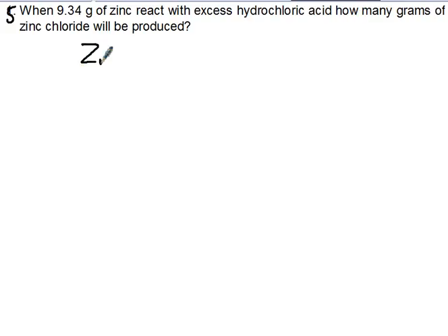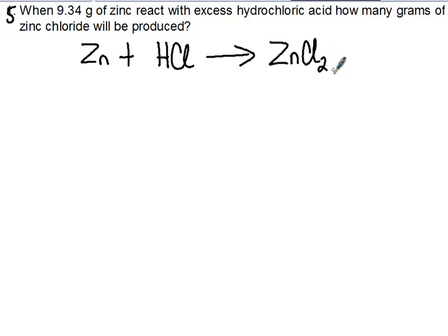We have zinc plus hydrochloric acid. Remember that when it's hydro, it's binary, so it's just H and Cl. And it produces zinc chloride. Zinc is a positive 2 ion and chlorine is a negative 1 ion. And then, of course, we have hydrogen that bubbles out, and hydrogen is a diatomic. So to balance this equation, all we need is a 2 right here.